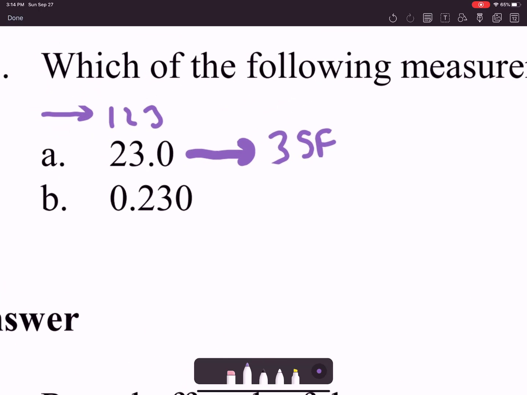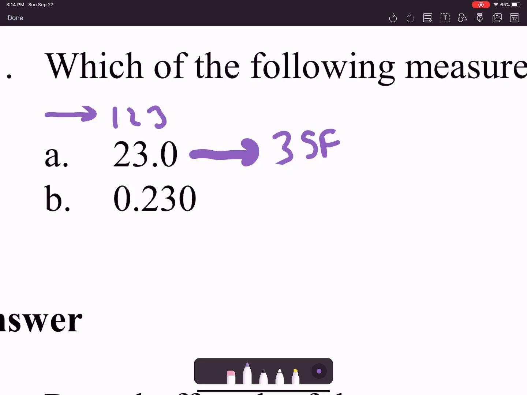measurement. Also, if you look at this next one, it has a decimal point present. We're going to count at the first non-zero number from the Pacific side. This first number is the 0, so we don't count it. The first non-zero number is the 2. 1, 2, 3. So this also has 3 significant figures in it.